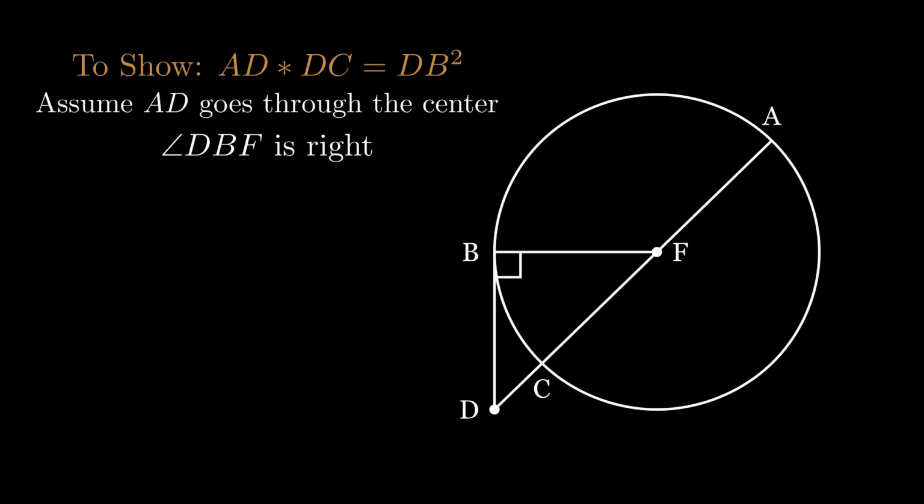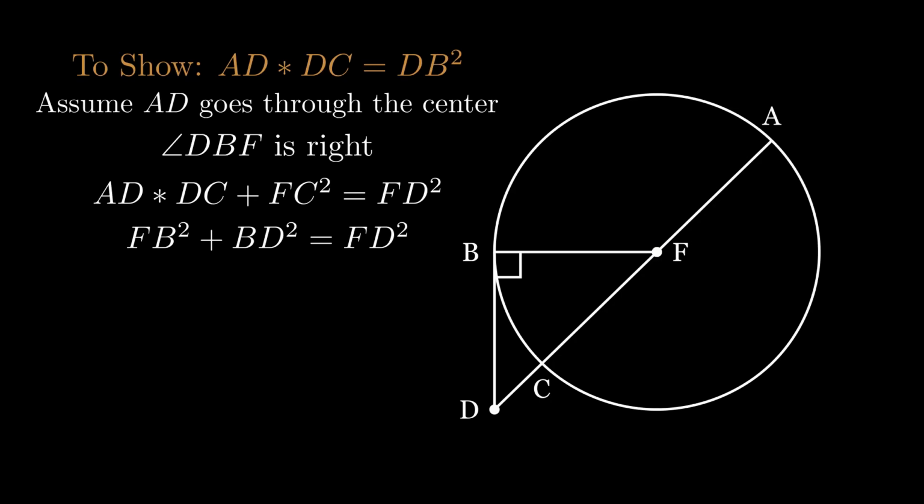Now AC is bisected at F and CD is added to it, so, by proposition 2.6, AD times DC plus FC squared is equal to FD squared. Triangle FBD is a right triangle, so FB squared plus BD squared is equal to FD squared. Therefore, AD times DC plus FC squared is equal to FB squared plus BD squared.